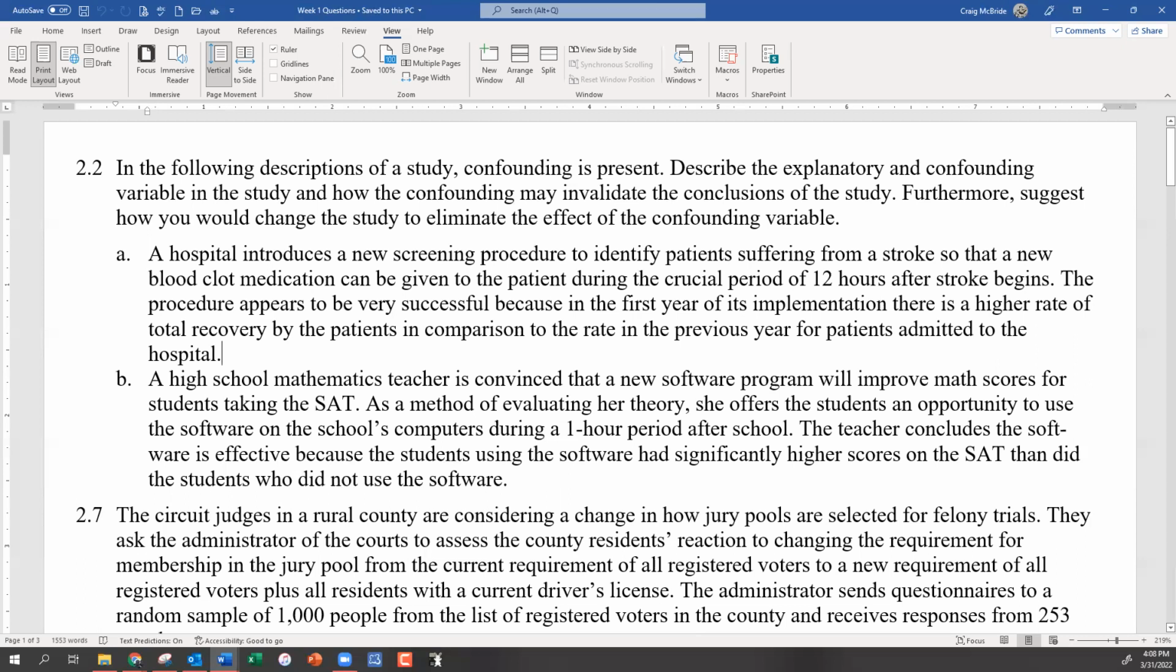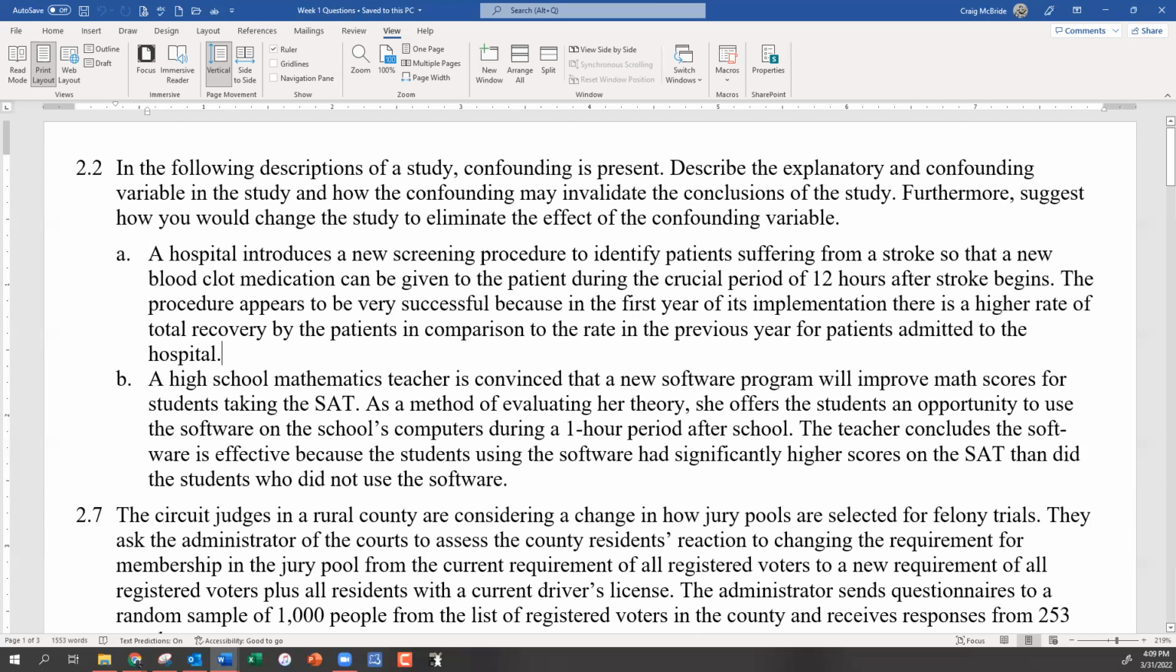Okay, so what's the explanatory variable? What's the thing that they can control for that they're hoping makes a difference between the two groups? That would be the screening procedure. And more specifically? Because you're correct, but more specifically within that screening procedure, they're also controlling the medication being provided. Exactly, that new blood clot medication, right?